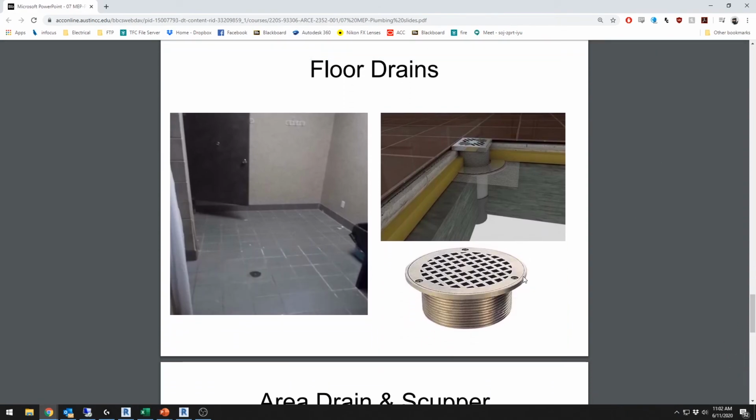Next is a floor drain. So these are drains in the floor, essentially for backup or emergency. So if a toilet overflows, you're not getting water run out into the hall. Hopefully, your floor should be slightly sloped to drain into this floor drain. This will be anywhere where there's water, so janitor's closet, bathrooms, kitchens, labs, anywhere where there's going to be running water, there should be a floor drain for backup.